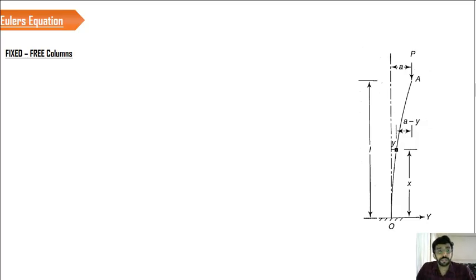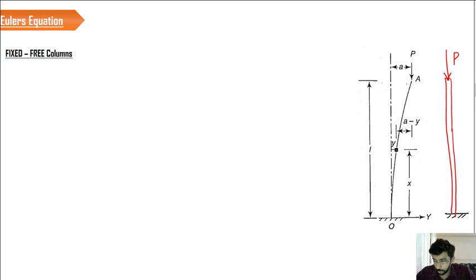So let's derive the Euler's equation for the fixed free type of end condition. Generally, fixed free columns are represented like this. You have a fixed condition here, where you have a column like this, which is axially loaded with P, and this P is going to make this column fail by buckling, and that particular buckling is shown over here.